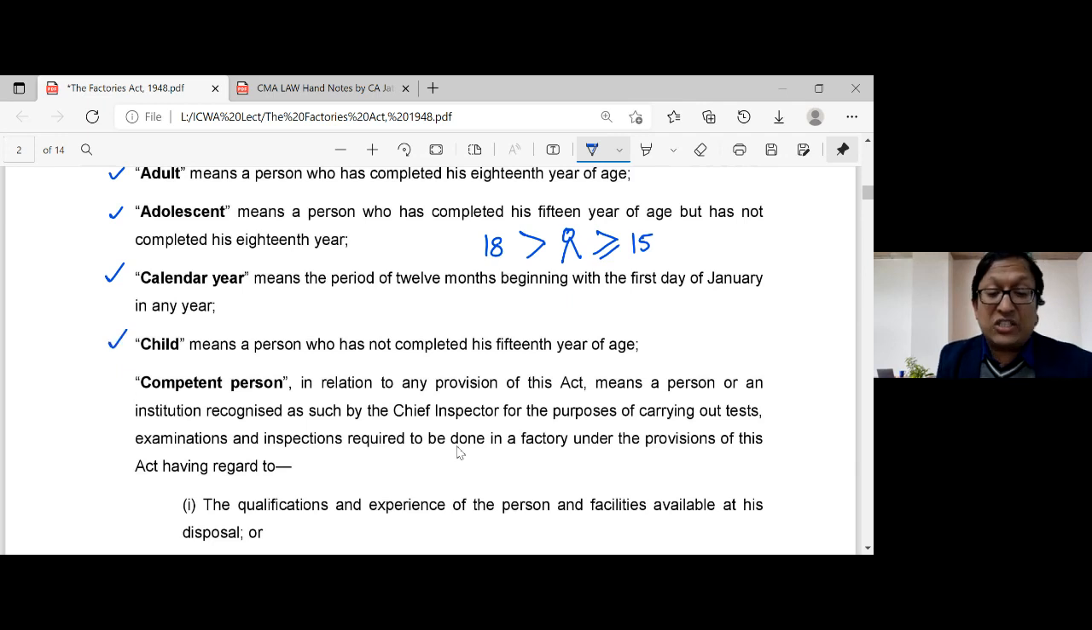Child, who is a child? Child means a person who has not completed his 15th year of age. Under the Factories Act, even children can be employed. Children below the age of 14 cannot be employed in factories. That is the law. But if there is a person of say 14 and a half years, that person is a child, but that person can be employed in factories. There are certain rules, definitely different for children.